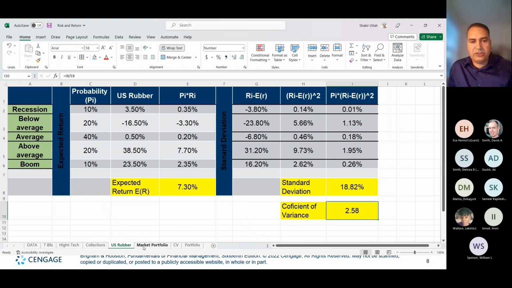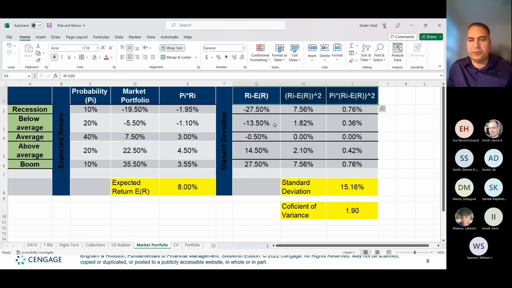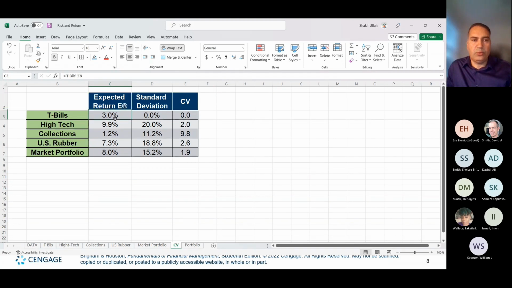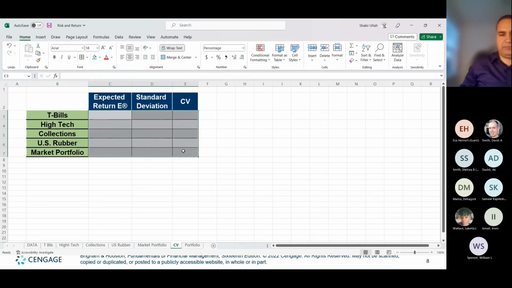All right. Okay, so the same thing for the market portfolio. Now let's combine this. Like, what does it mean? Like, we have a 15% standard deviation and 8% risk. Let's combine all of these numbers into one table so that we can make sense of those. So this is how I do it.